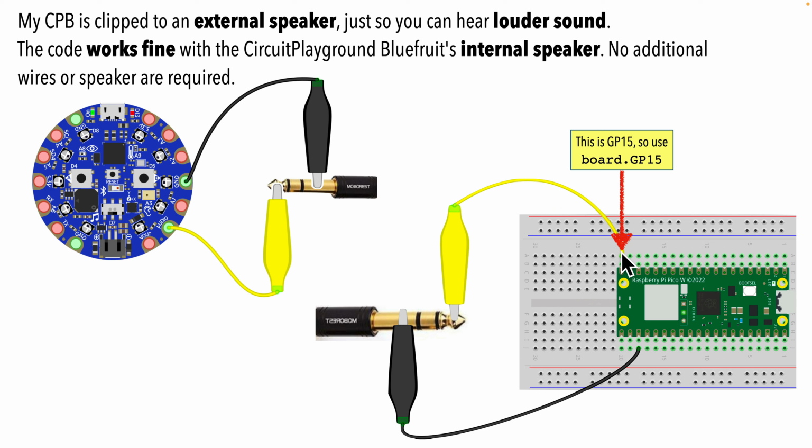When I use the Pico, my audio wire is going to be connected to GP15 with the other end clipped to the tip of a speaker audio jack, and the ground wire is going to be clipped to the jack's base.